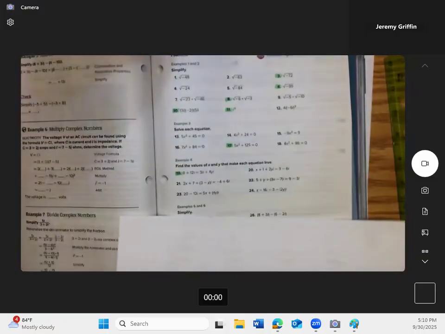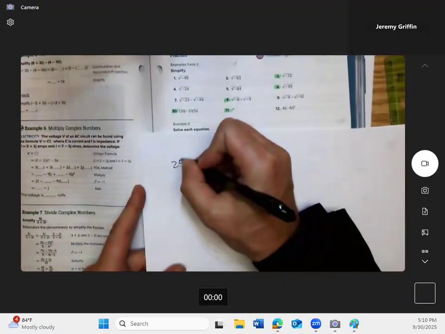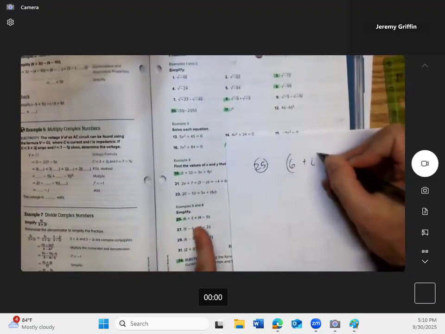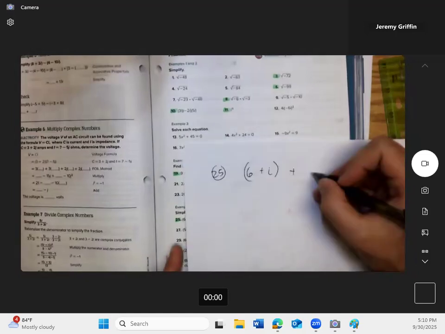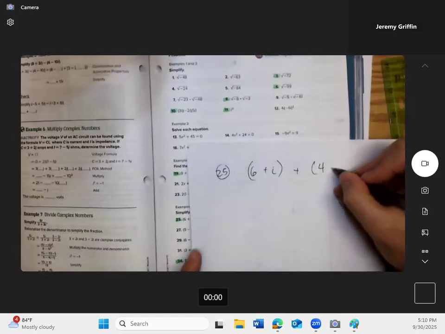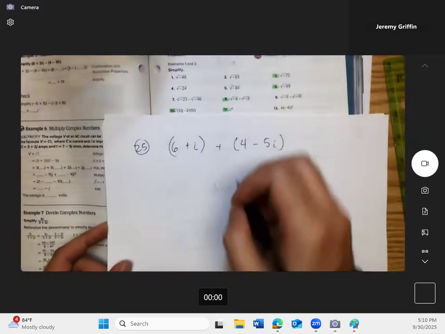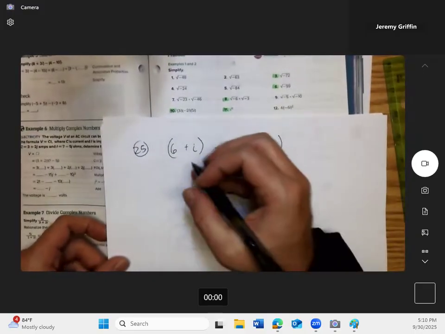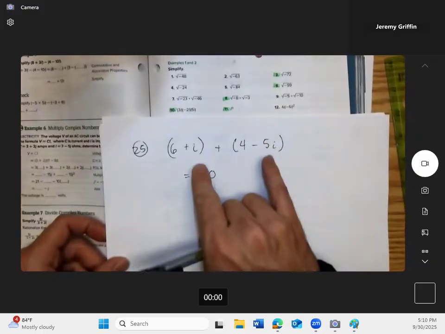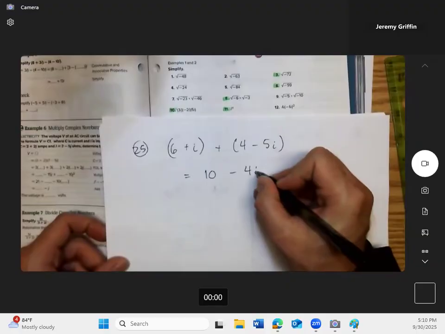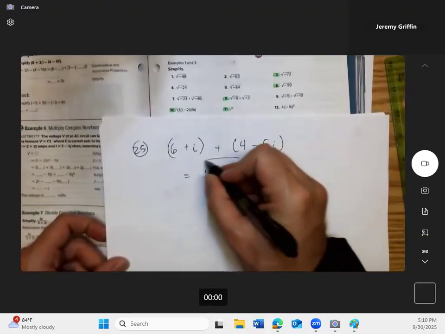25. Simplify. So 25. Here. You got 6 plus i plus, and then 4 minus 5i. Things like that, right? Something like that. Okay. So combine the reals. 6 and 4 is 10. Combine the imaginaries. i minus 5i. That's like minus 4i. That's the whole thing. 10 minus 4i.